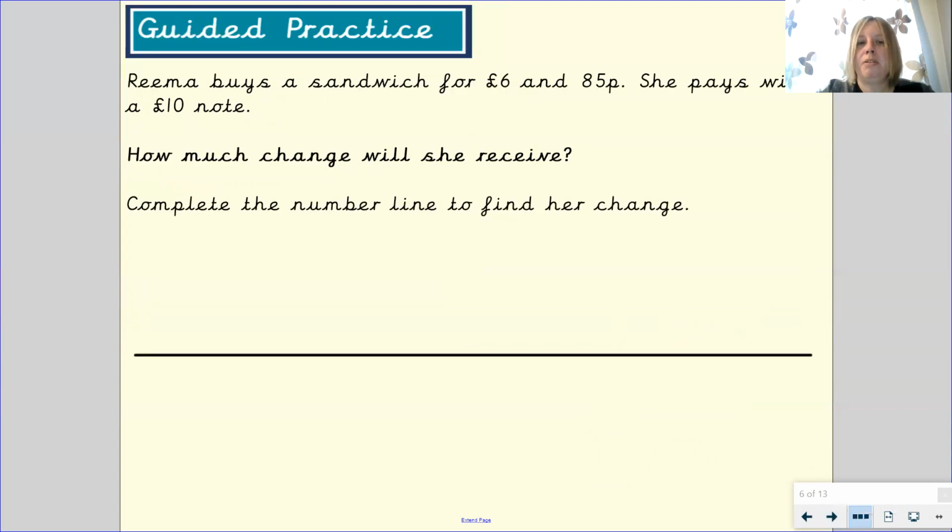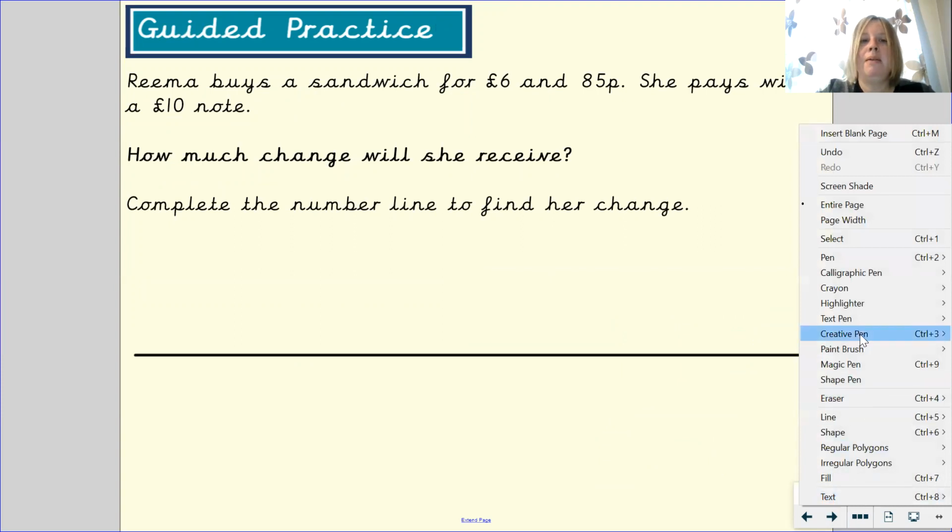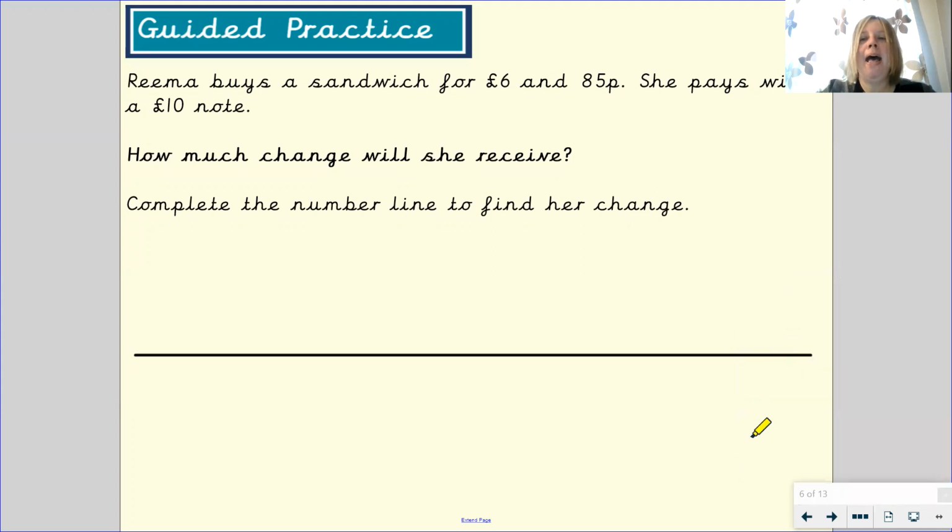Let's look at our next problem. Rima buys a sandwich for £6.85. She pays with a £10 note. How much change will she receive? Complete the number line to find her change.